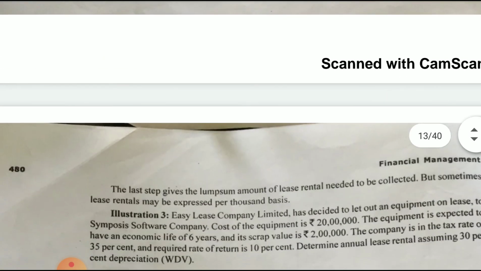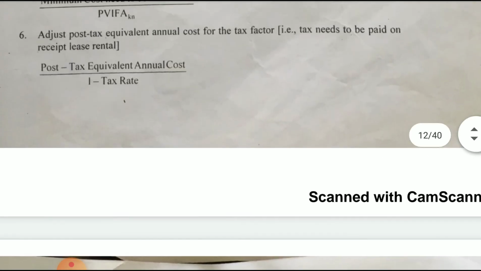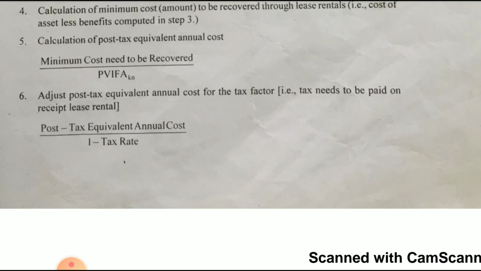And finally, the last step is to find out the lump sum amount of lease rental needed. It can be expressed in terms of per 1000, that is, annual lease rent divided by the number of 1000s in the cost. If you do this, we will get the final lease rent per 1000 per year.